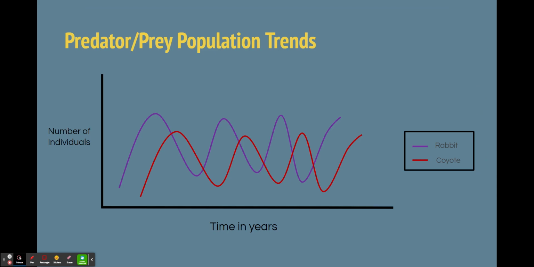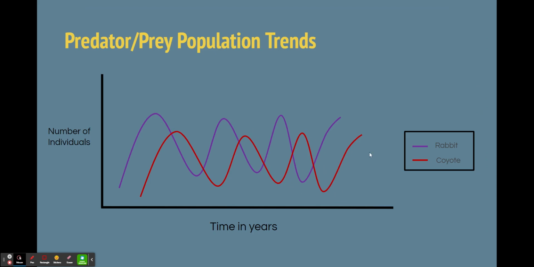Right. As we look at this graph, I want you to notice this is similar to our previous graphs. We're looking at number of individuals over time. Purple is going to represent the rabbit, and then red is representing our coyotes. And as you look at the graph, you can see that the population trend is oscillating. It is going up and down. It is circulating over and over again.